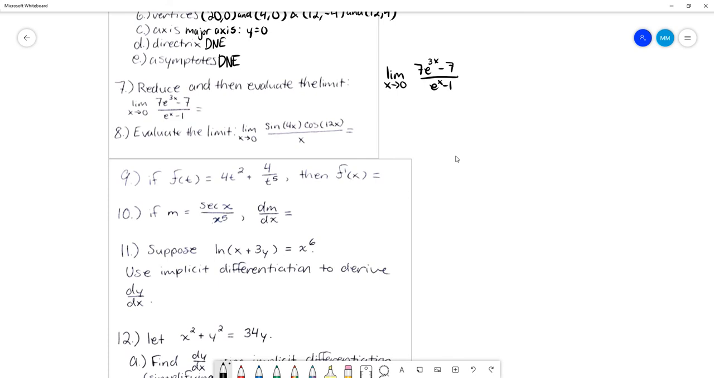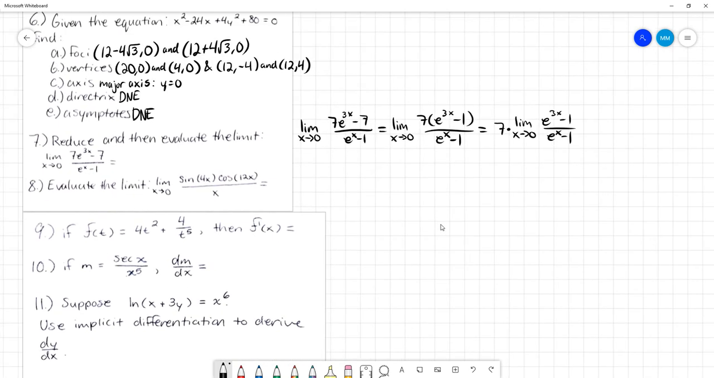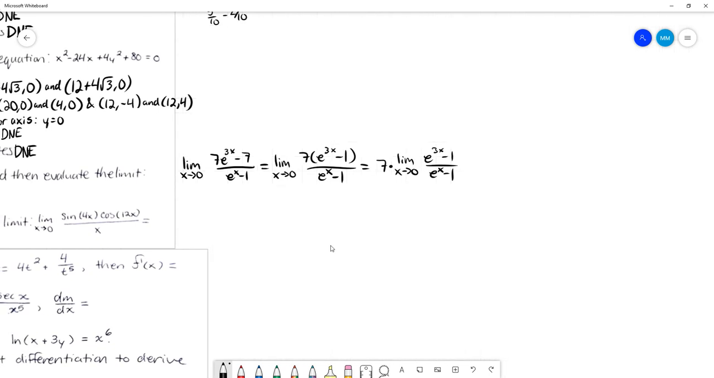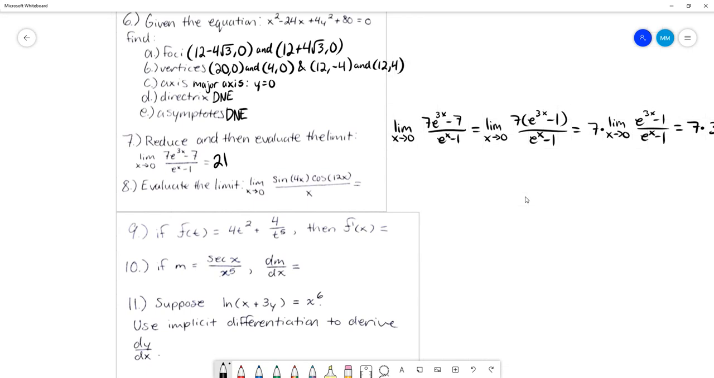So the first thing that I see is I can factor out a 7 up top. So it's going to be 7 e to the 3x minus 1 over e to the x minus 1. And remember, I can put that 7 in front of the limit. So it's just 7 times whatever the limit of all of this is. And if we remember those rules, the limit of this is just going to be whatever those are divided by. So it's going to be 7 from here times 3, which is just 21. So that limit equals 21.